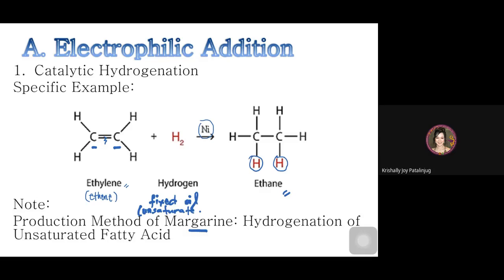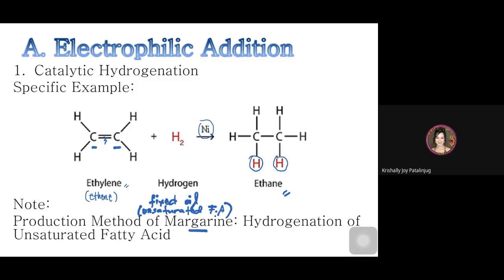These are unsaturated fatty acids, and these are liquids, right? Oil, fixed oil, is liquid already. It is the source of margarine. But what is the texture of margarine? It is not liquid, right? It is solid, while the oil is liquid, because margarine is already a saturated fatty acid.